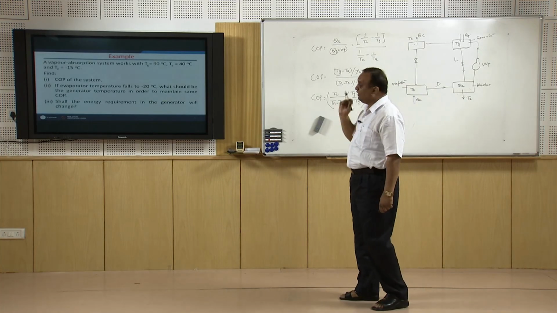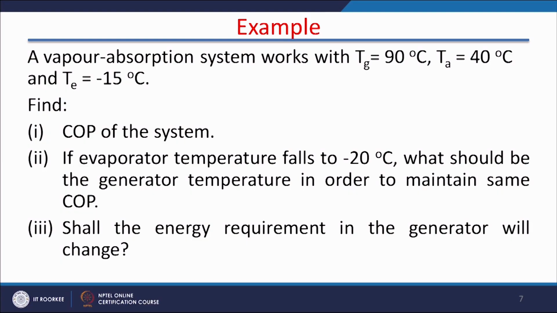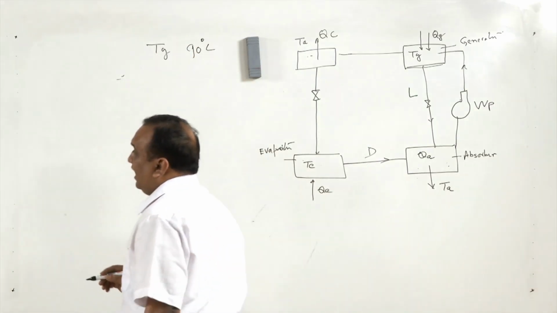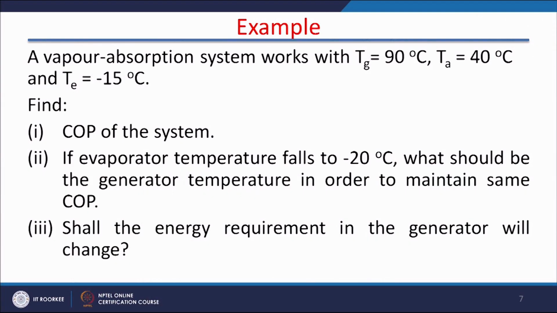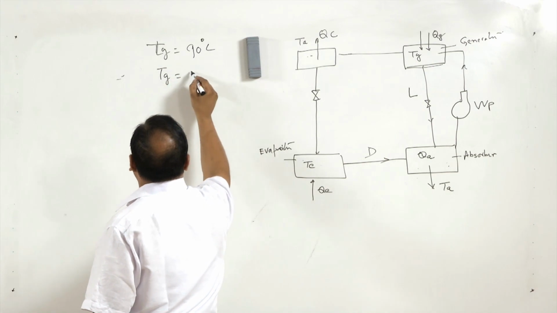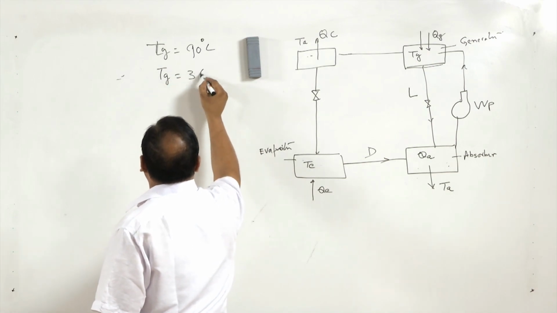I will take one example here. In this example, there is a vapor absorption system working with TG equal to 90 degree centigrade, and TA is equal to, so 90 degree means TG is, so absolute temperature is 363 Kelvin.